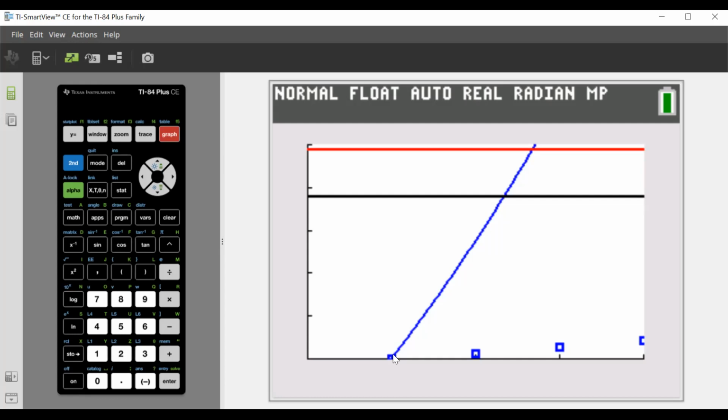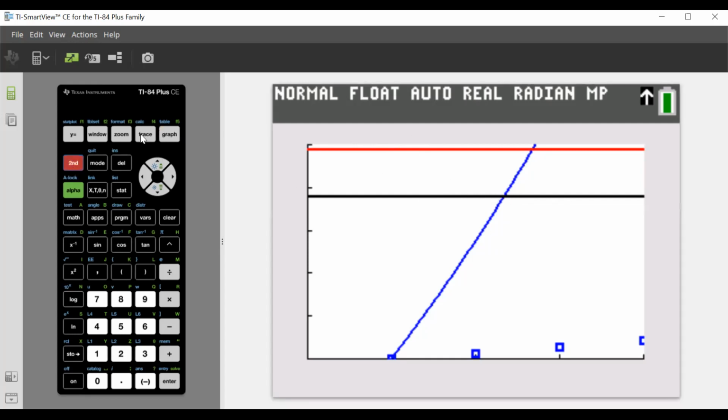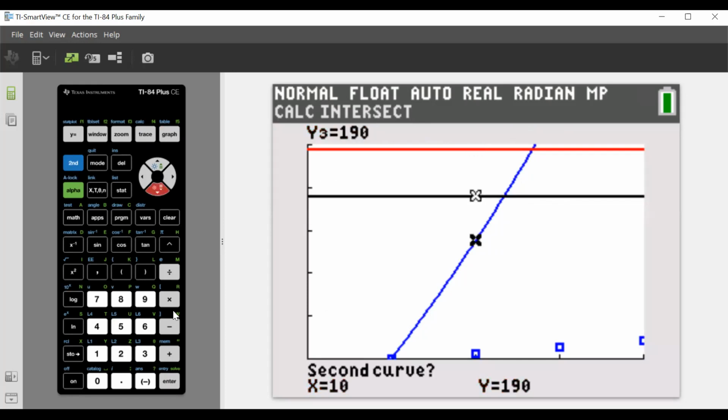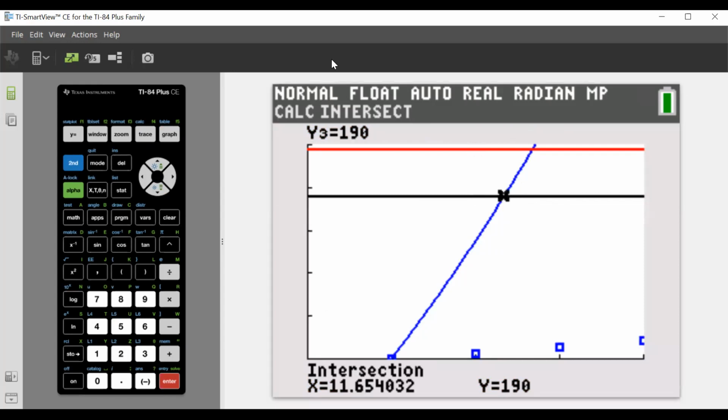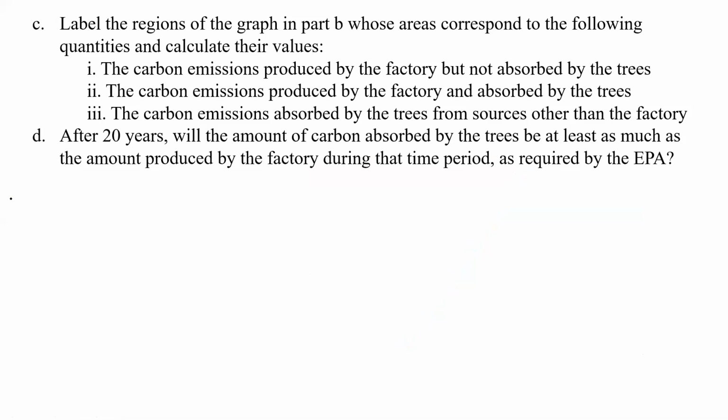All right, so let's draw that. So it's going to be this one up to basically our 246 to 7. And then from 7 on out, it's going to be this one. So we don't have to worry about this intersection, but we do have to worry about that one. So let's find that intersection. All right, so that's 11.654 and 190. So I think we have enough. We can start drawing a picture anyway.